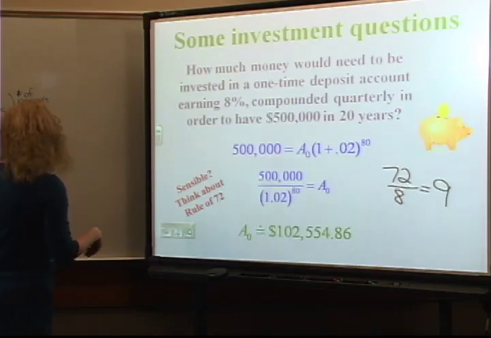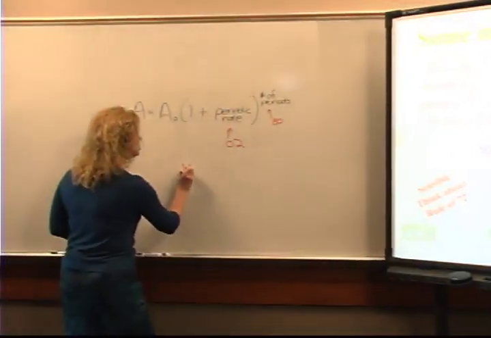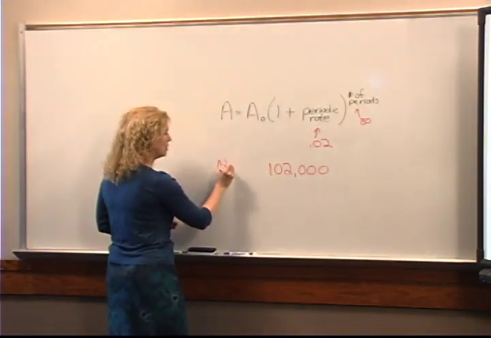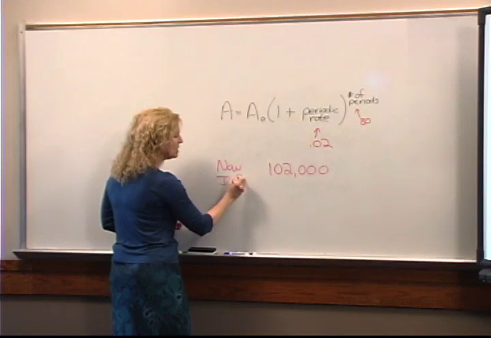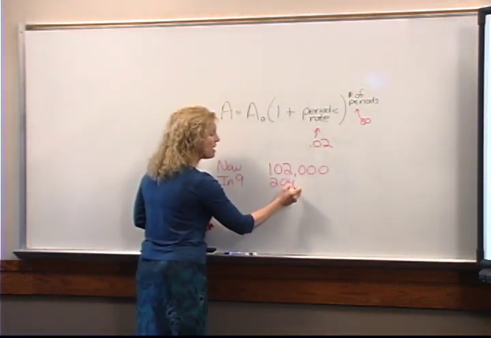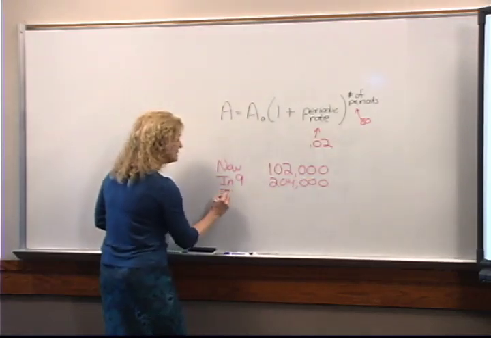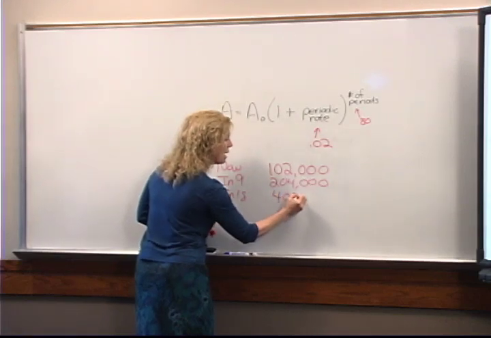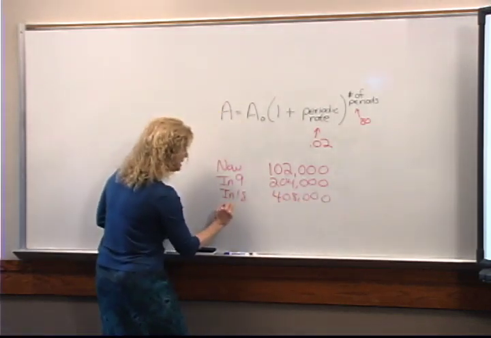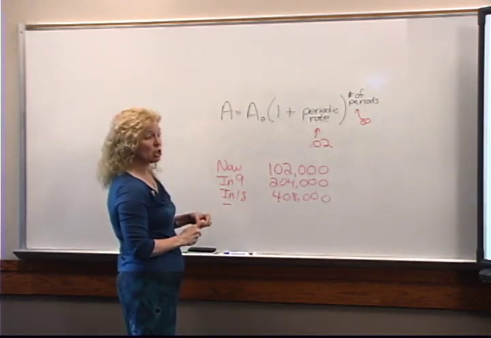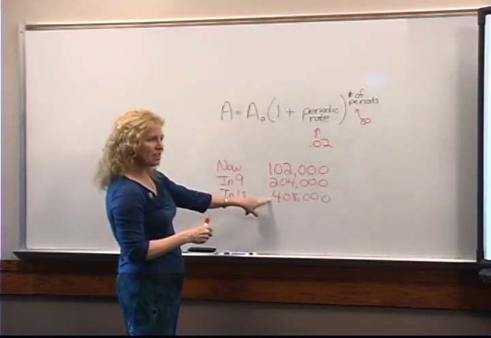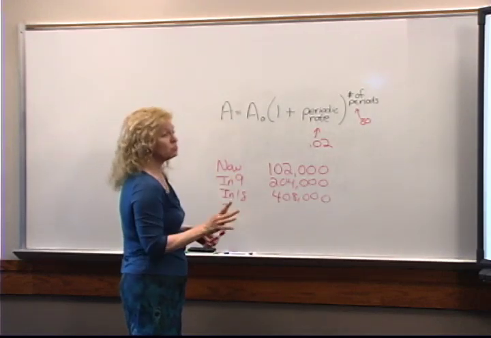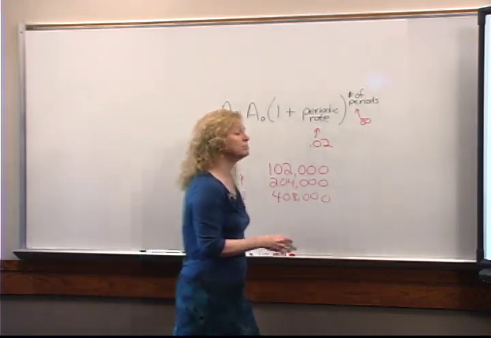So let's check this out. We've got about 102,000 now. So in 9 years, we would have, what, about 204,000. And in 18, another 9, it's going to double again. We're up to about 408. And, well, actually, 18 is as far as I need to go. We're at 400,000 now, and in those other 2 years, because of that whole snowball effect, yeah, it's at least reasonable. Okay?